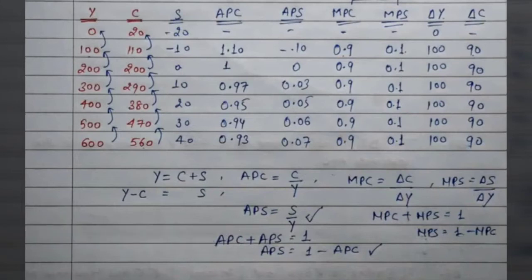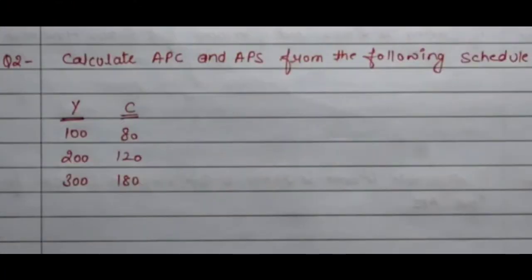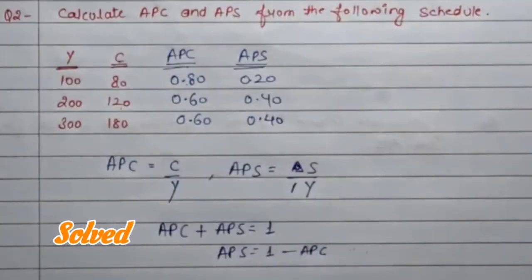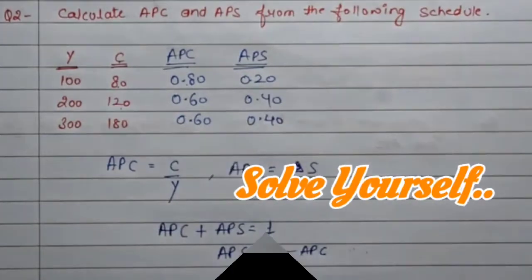So today's first question is this: calculate APC and APS from the following schedule, where income is given and consumption is also given. Sometimes in your question paper they will also tell you to make the schedule yourself. So we can calculate APC by consumption upon income, and APS is savings upon income. And how can we calculate it? By APC plus APS equals 1, and APS is equal to 1 minus APC.